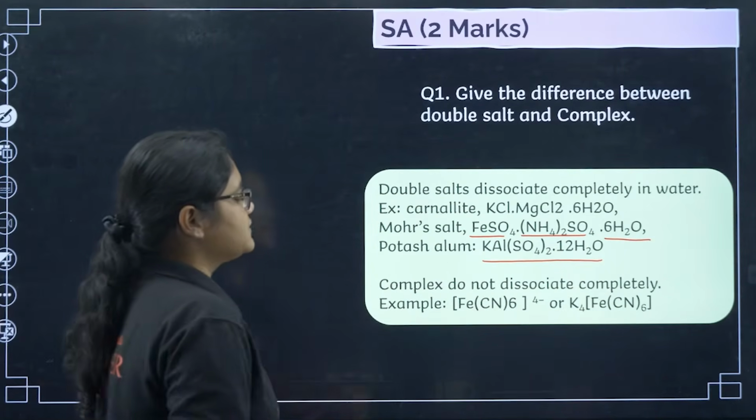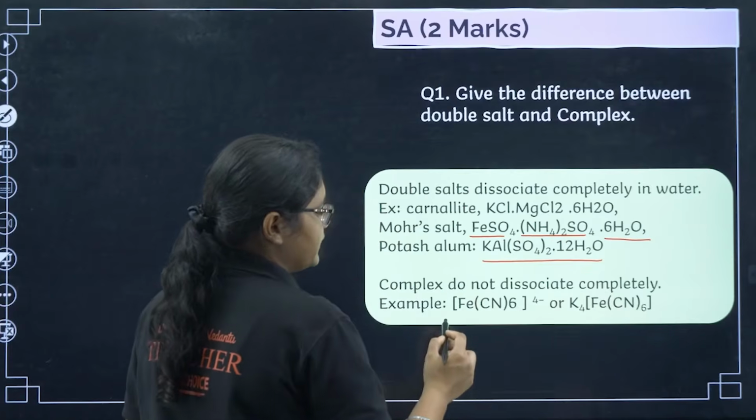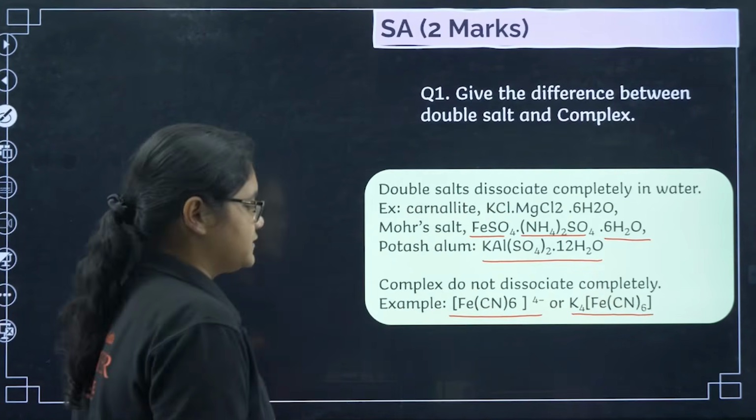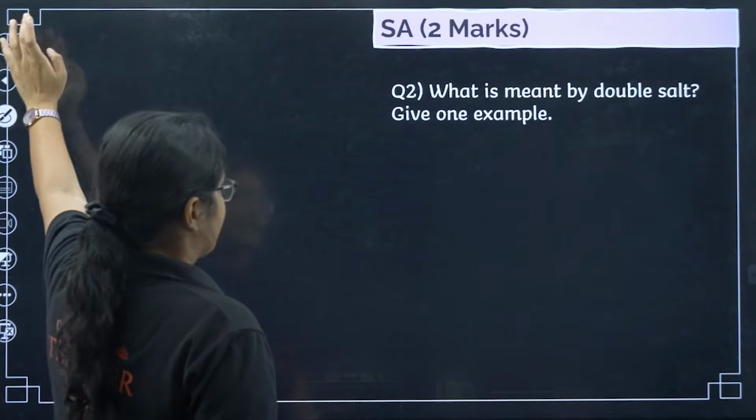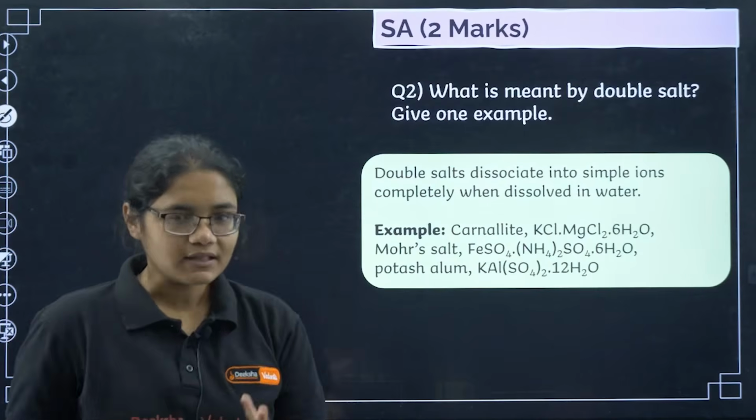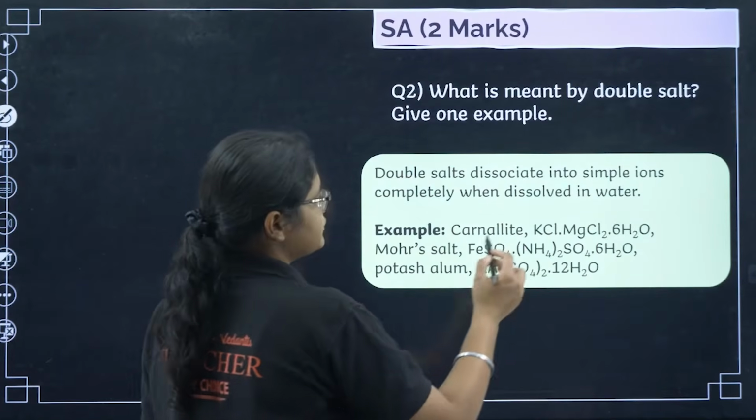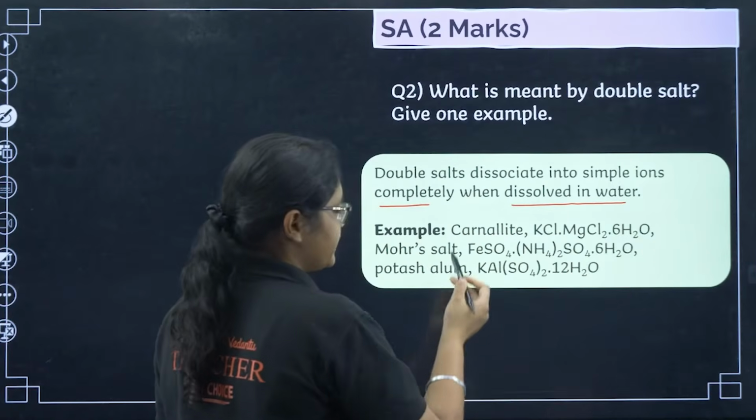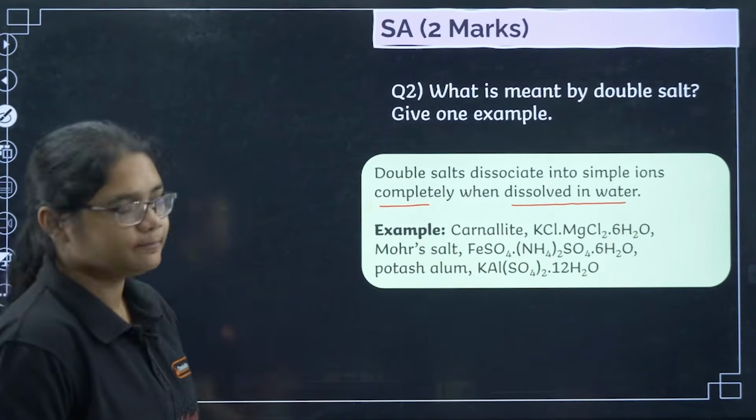Now what is a complex? Complex do not dissociate completely. Example, [Fe(CN)6]4-, K4[Fe(CN)6]. Okay. Next question, what is meant by double salt? Give an example. Same thing, double salt are something which dissociate into simple ions completely when dissolved in water. Here again the same examples I have given.